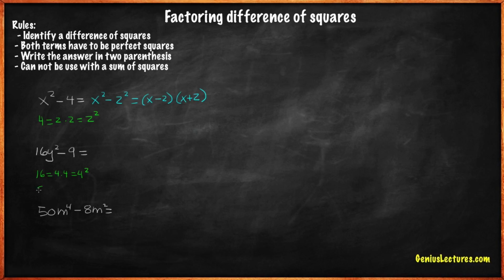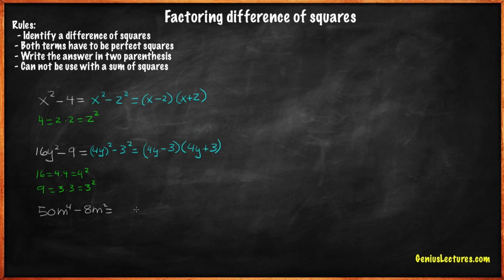9 is not expressed in a square form, so we have to change it if possible. 9 equals 3 times 3 equals 3 squared. Now we have 4y squared minus 3 squared equals 4y plus 3 times 4y minus 3.